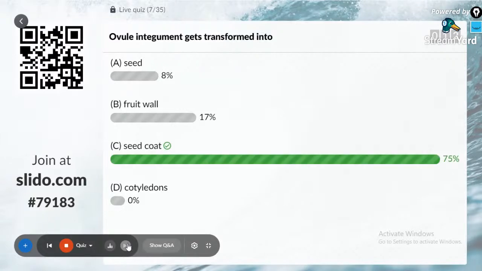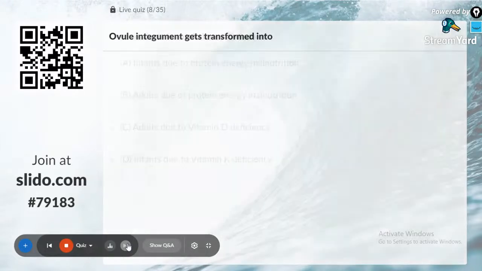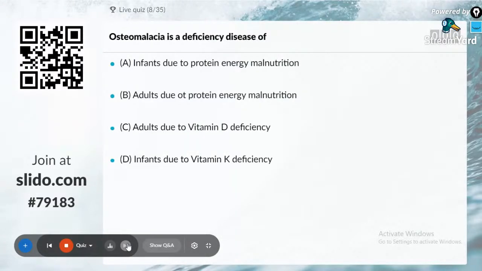Yes, guys, the ovule integument gets transformed into the seed coat. Next question on the screen. Osteomalacia is a deficiency disease of: infants due to protein energy malnutrition, adults due to protein energy malnutrition, adults due to vitamin D deficiency, or infants due to vitamin K deficiency? Let me get the correct answer for the question.